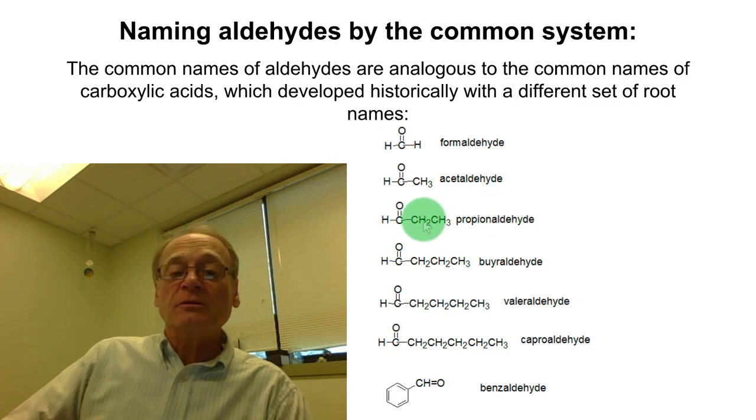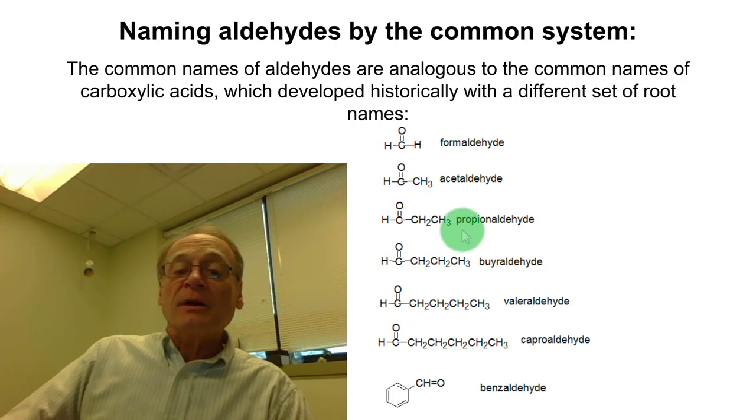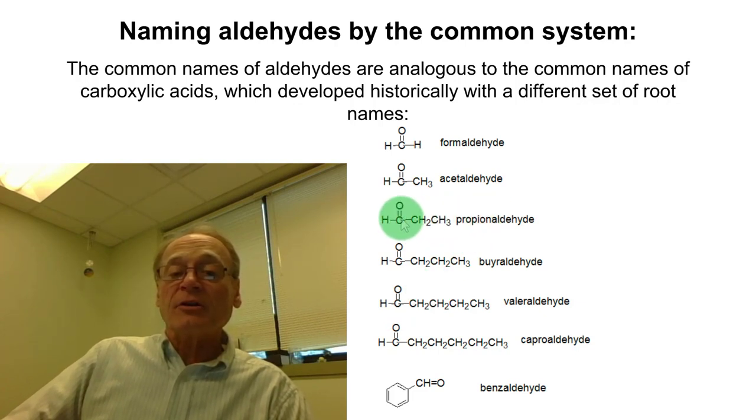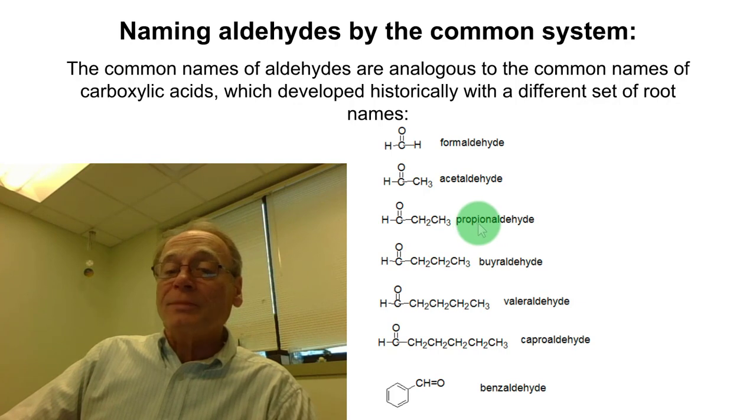Propionaldehyde is a three-carbon aldehyde. Notice that the aldehyde group is always at the end of these chains, as an aldehyde group has to be, if you think logically about it. If there's a C double bond O and a hydrogen on that carbon, that has to be at the end of a chain. You cannot have an aldehyde in the middle of a chain. But anyway, notice that propionaldehyde has three carbons, including the aldehyde carbon. So prop, we've come to learn that prop means three, but it's not propanaldehyde, it's propionaldehyde. Got to get the spelling right.